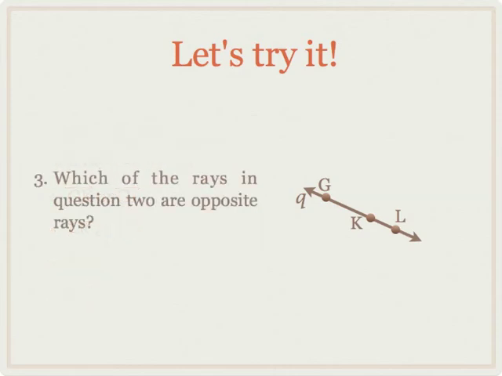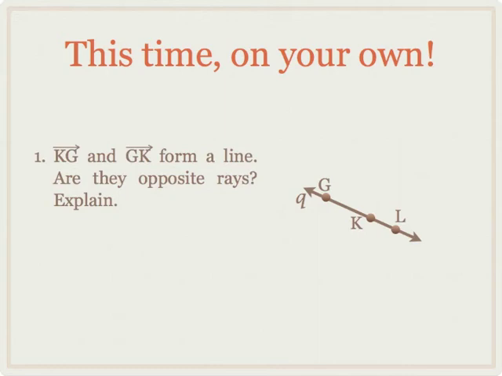Finally, third question. Which of the rays in question 2 are opposite rays? Keep in mind they have to have the same endpoint and go in opposite directions, hence opposite rays. So the only two that have the common endpoint are ray KG and ray KL. Those are the opposite rays. Okay, really quickly, press pause, do this one on your own, and when you think you have the answer, come back and see if you're correct.